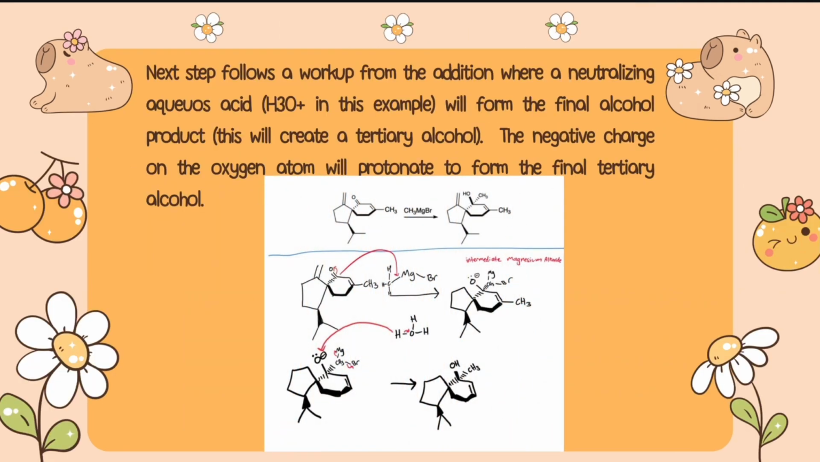Next step follows a workup from the addition, where a neutralizing aqueous acid, in this scenario H3O+, will form the final alcohol product. This will create a tertiary alcohol. The negative charge on the oxygen atom will then protonate to form the final tertiary alcohol.